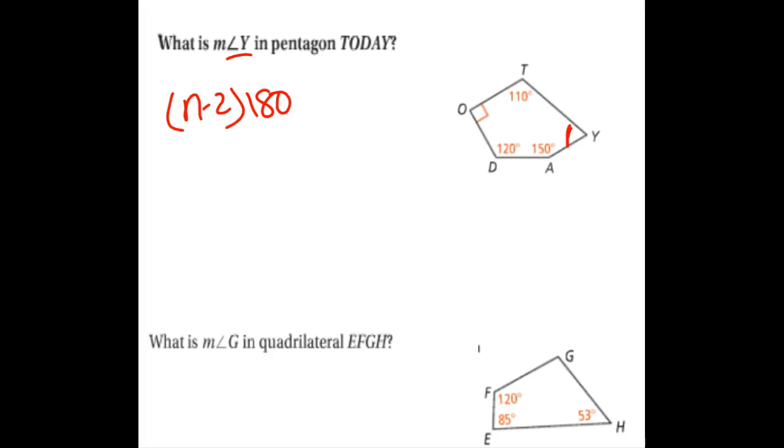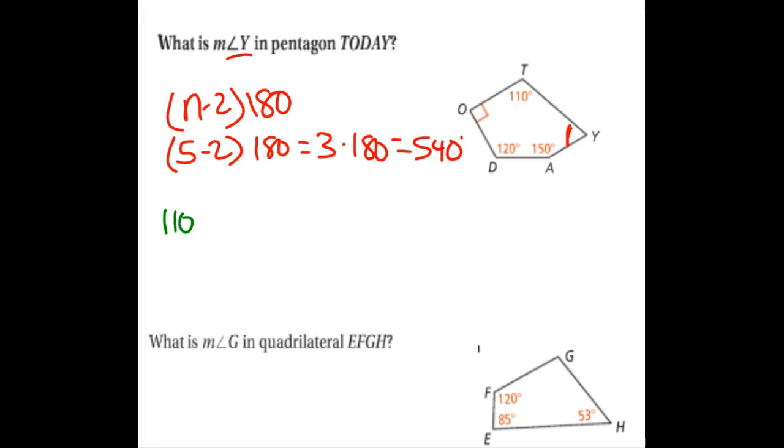Because much like a triangle, all the angles add up to 180, and a pentagon, all the angles add up to something as well. We just have to figure out how much it is. So a pentagon has 5 sides. We plug that in. We get 3 times 180, which is in fact 540 degrees. What you want to do next is add up the 4 angles they gave you. They gave me 110 degrees at T, 120 at D, 150 at A, and you can see that it's a right angle at O, so that's 90 degrees. Add all 4 of those up, and we get 470 degrees.